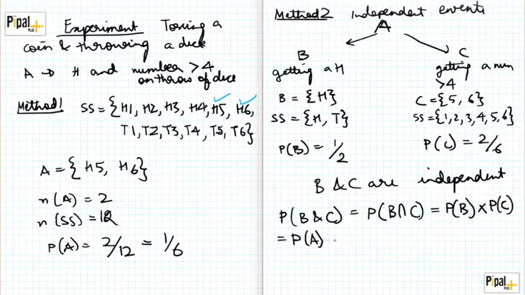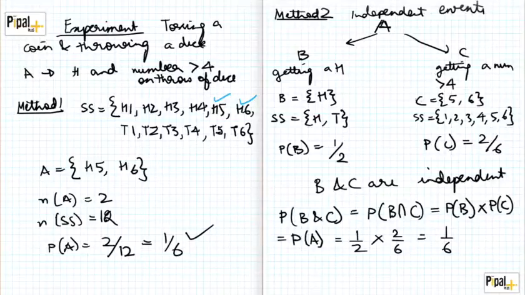So the probability of A then becomes the probability of B, which is 1 by 2, multiplied by the probability of C, which is 2 by 6, and we get the answer 1 by 6, which is exactly what we got from treating experiment A as a compound event and not splitting it up into two independent events.